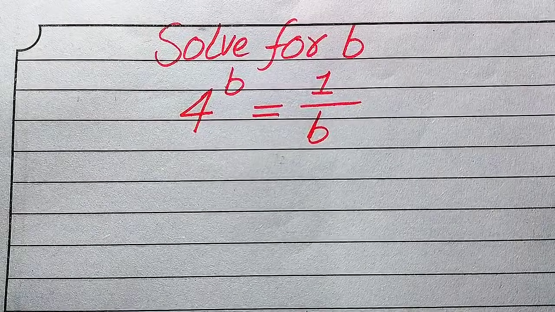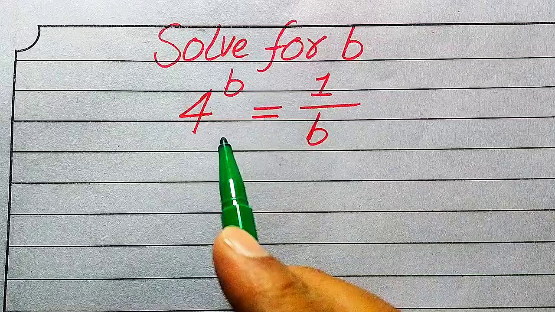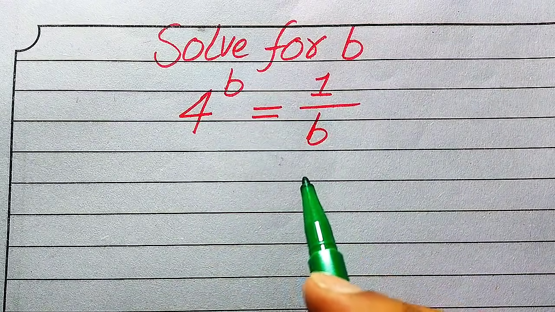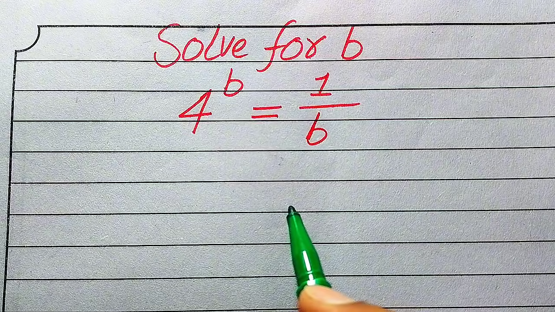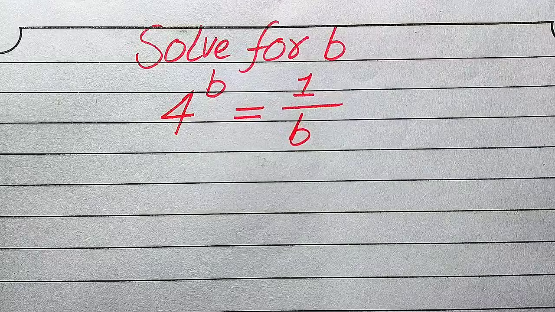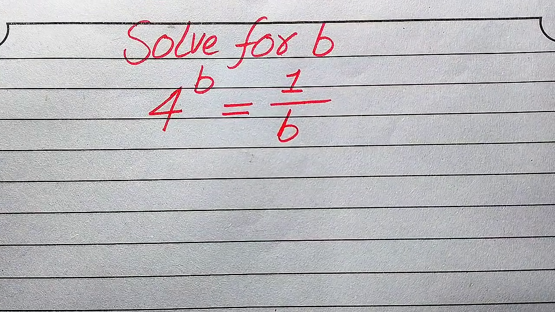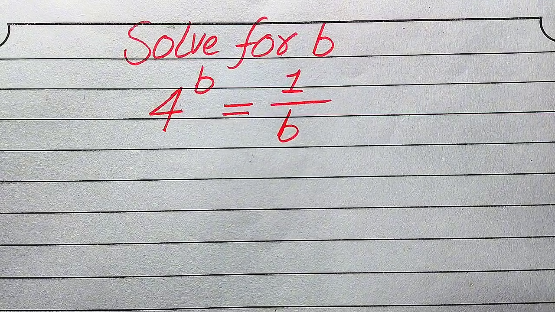Hello everyone, how to solve this problem for the values of b if we have 4 to the power of b is equal to 1 over b, and we solve this problem for all the values of b. So here first we need to find all the roots of this equation, and at the last we will verify which of the roots are solutions of this equation and which of the roots are extraneous roots.